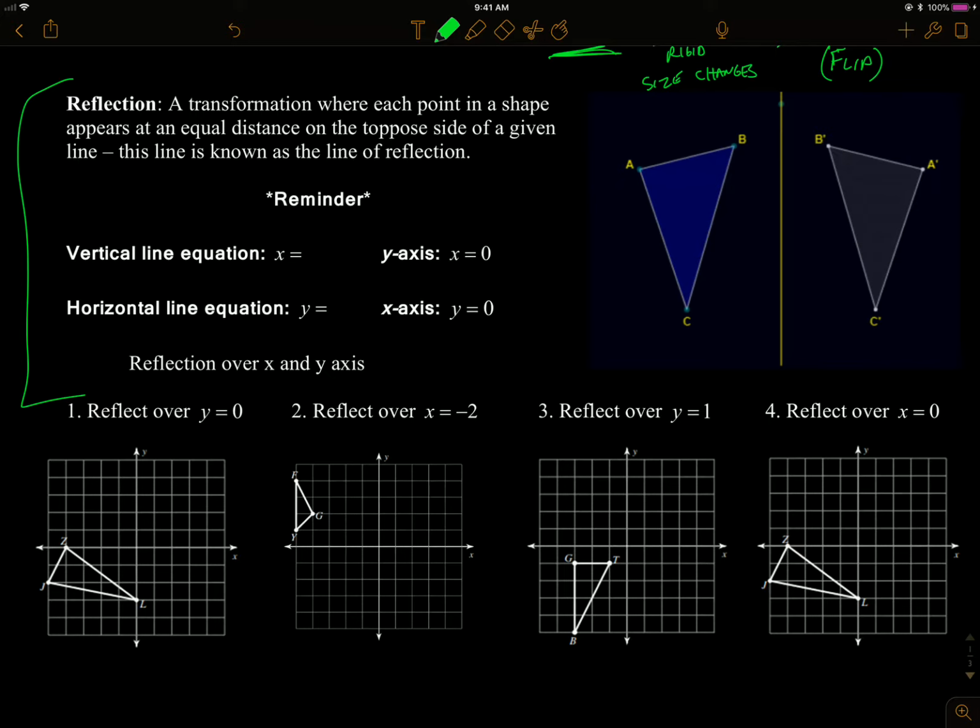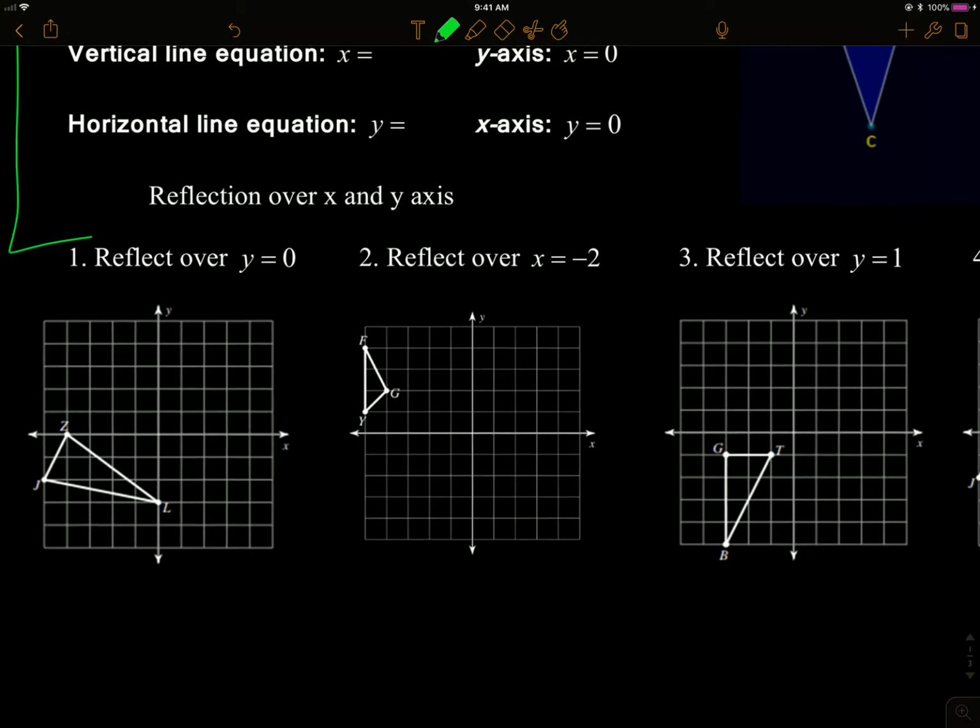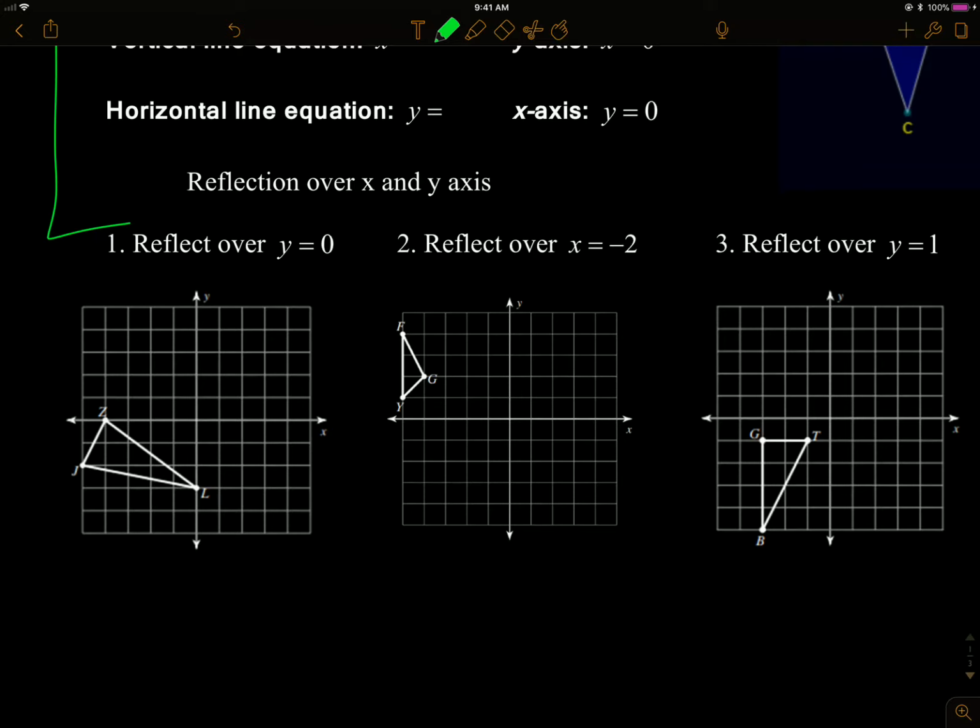So the key here is an equal distance, okay, on the other side of the line. That line is known as the line of reflection. So we're going to take these shapes and reflect them over the line y equals 0. So the line y equals 0 is actually the x-axis. That's right, the line y equals 0 is the x-axis. So we're going to reflect this shape over it.